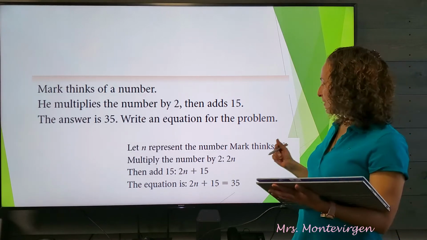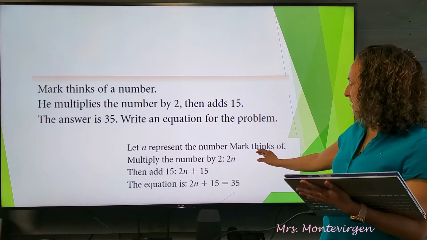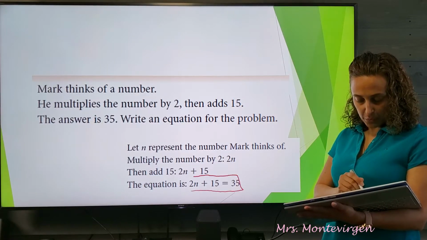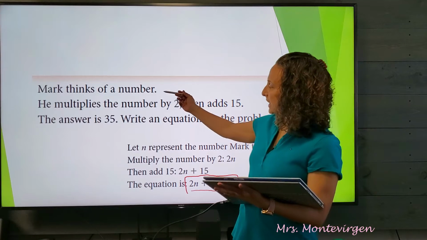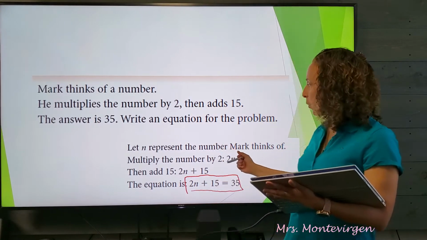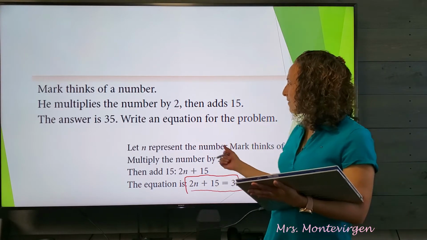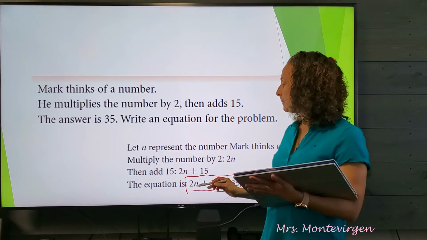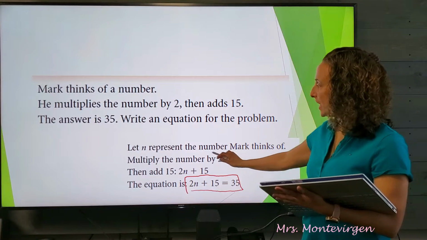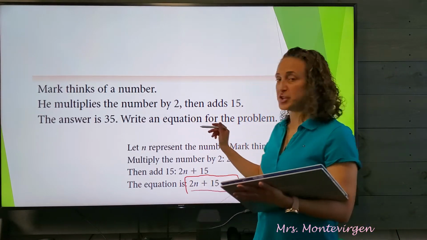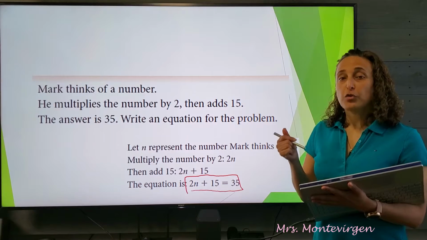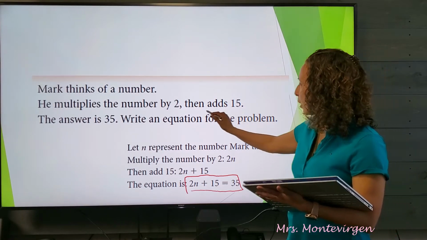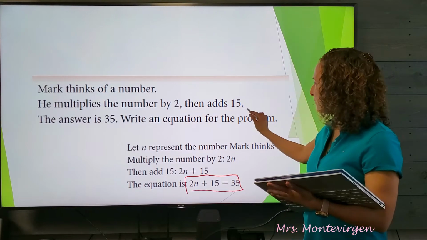Okay, here is the answer for you. In this case, our equation is going to be 2n plus 15 equals 35. Let's break this down and figure out where the equation came from. We have a number, and that number is going to be represented by the variable n. So we have the first part, 2n. He multiplies the number by 2. As soon as you see that, you're going to have the variable and the number, which is 2n. Here's the second part: he's going to add 15.